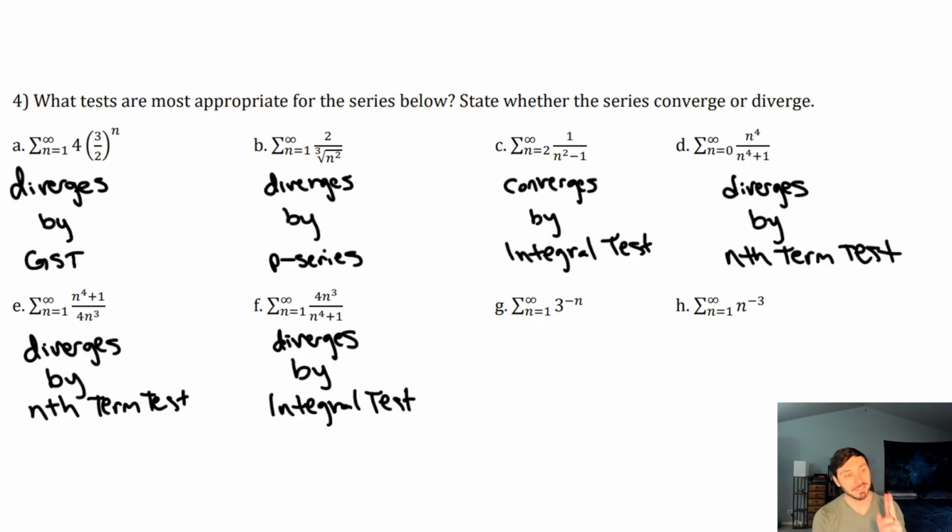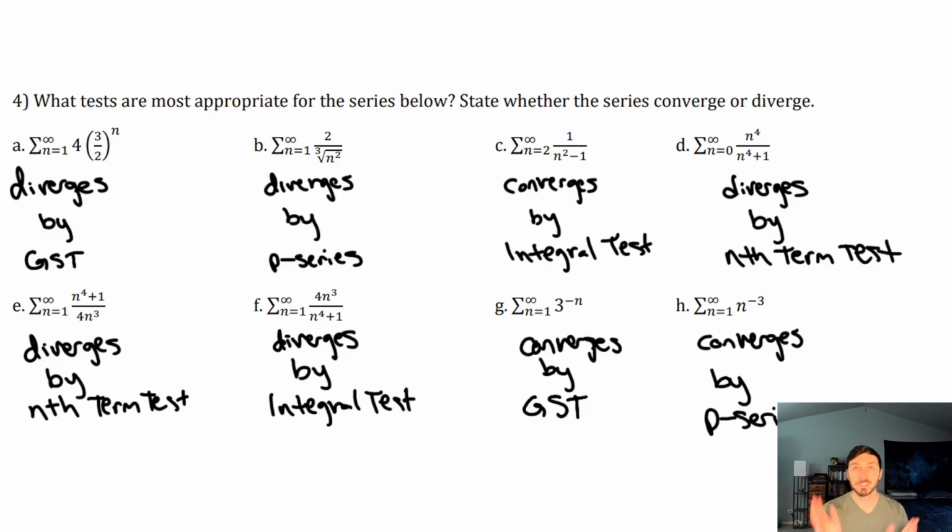Try out G. You can just bring that 3 down to the denominator and make that n positive. So this is 1/3 to the n, and that is convergent by the geometric series test. Last one, and this one is also convergent. You can rewrite that as 1 over n to the third. P is then equal to 3. That's greater than 1. It's convergent.